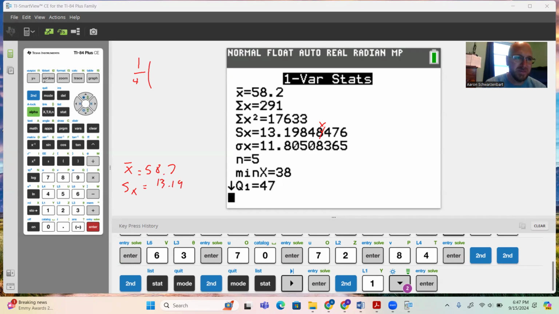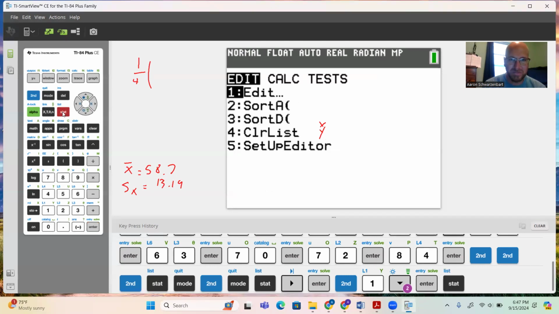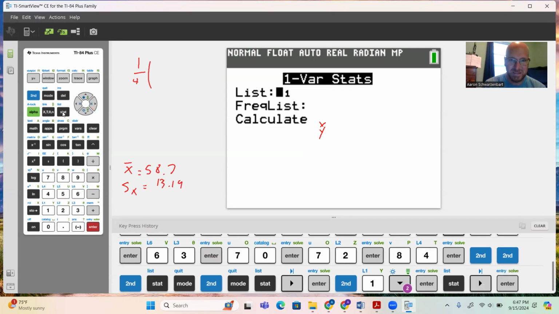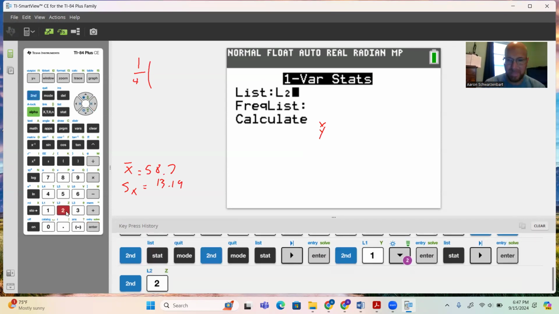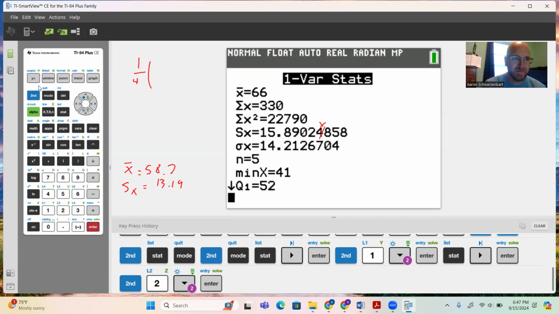Now I have to do the same thing again, but with list 2. Still one variable stats. Now I need to do L2. And that's going to give me Y bar equal to 66, Sy equal to 15.89.